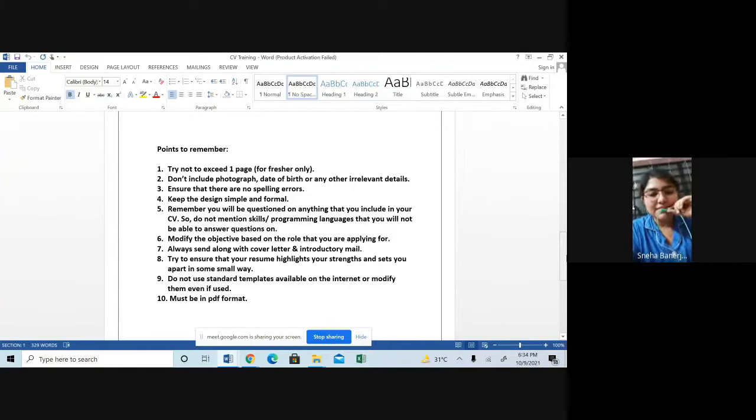Yes, Rith. You said about the cover letter. Can you tell me what the main points to address in the cover letter are? Matlab, cover letter ke body mein kya kya likhun? Uska format, thoda boliye.